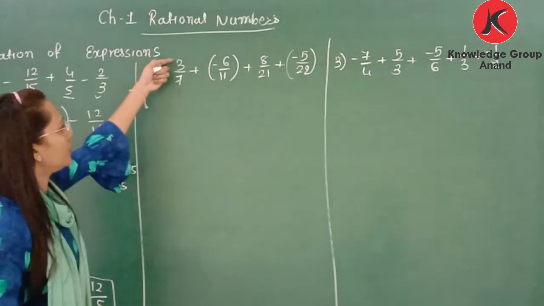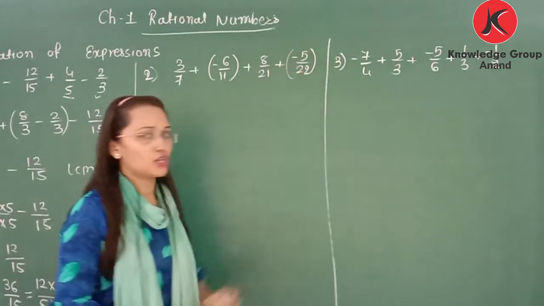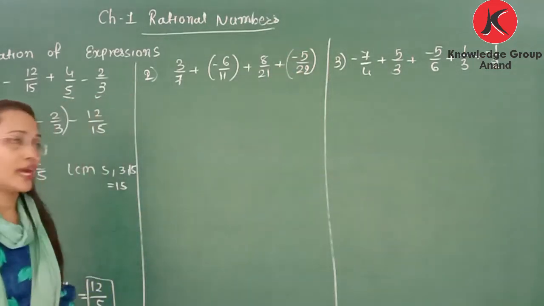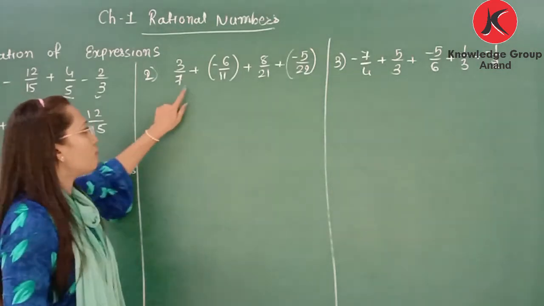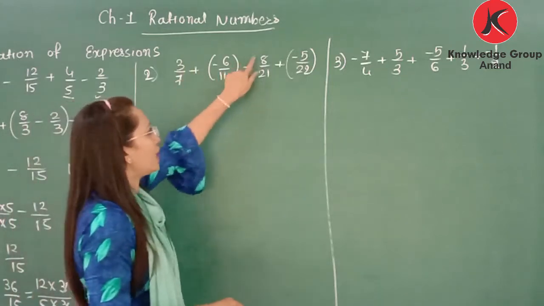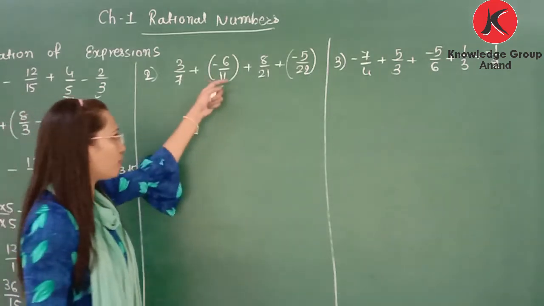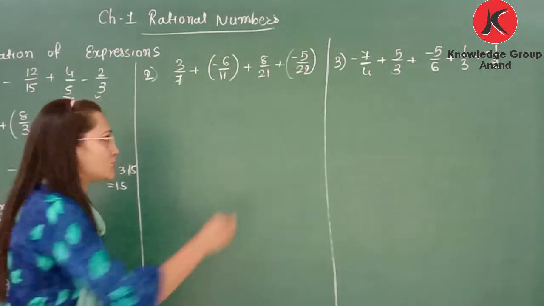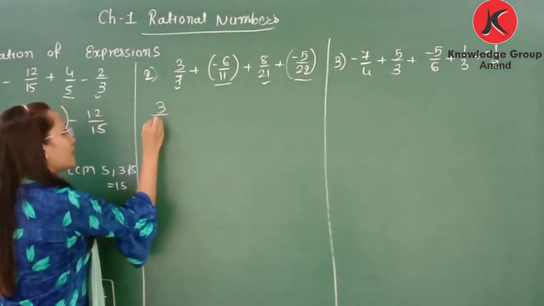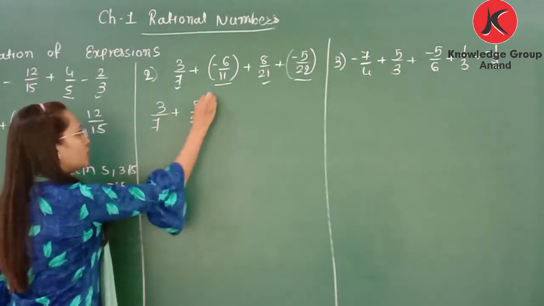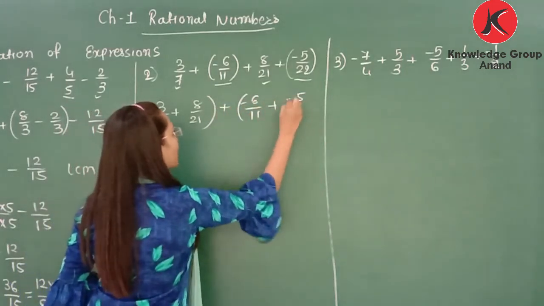Now the next one, 3 by 7 plus minus 6 by 11 plus 8 by 21 plus minus 5 by 22. This example can be solved in two methods. This is an example from your textbook. Here you can make a group of 3 by 7 and 8 by 21, because the factors of 21 are 7 threes, and a group of 11 and 22. So that will be easy. So let's make a group of these two, and 11 and 22. So here we can write 3 by 7 plus 8 by 21 in one group, and minus 6 by 11 plus minus 5 by 22.